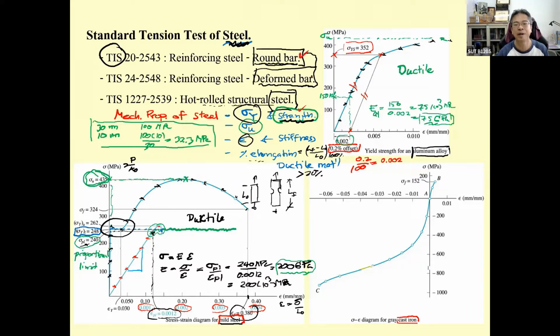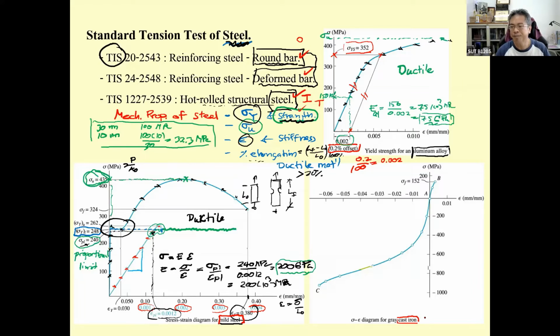Okay, that can be made into a round bar or a deformed bar like those in Thailand. Or also structural steel, which has I sections and T sections. You can open the catalog of those companies.